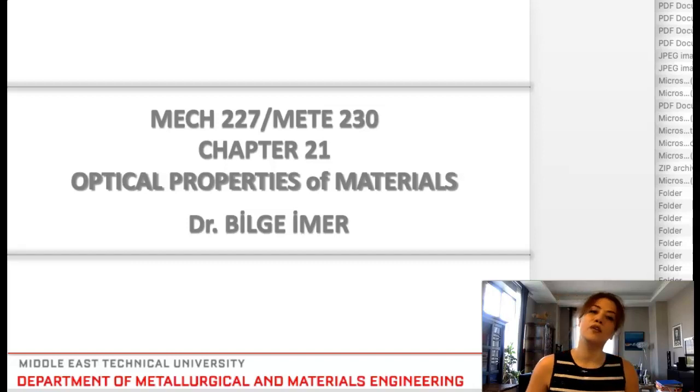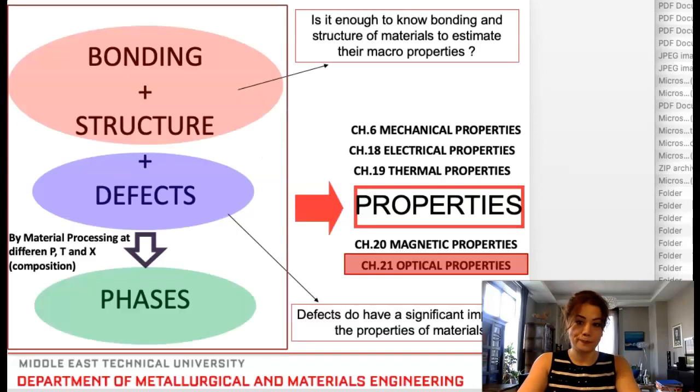Hello, we're starting a new chapter today, chapter 21, which is Optical Properties of Materials from your book by William D. Callister. It is kind of a short chapter because we have already seen a lot of the phenomena that we're going to discuss here in the electrical properties section.